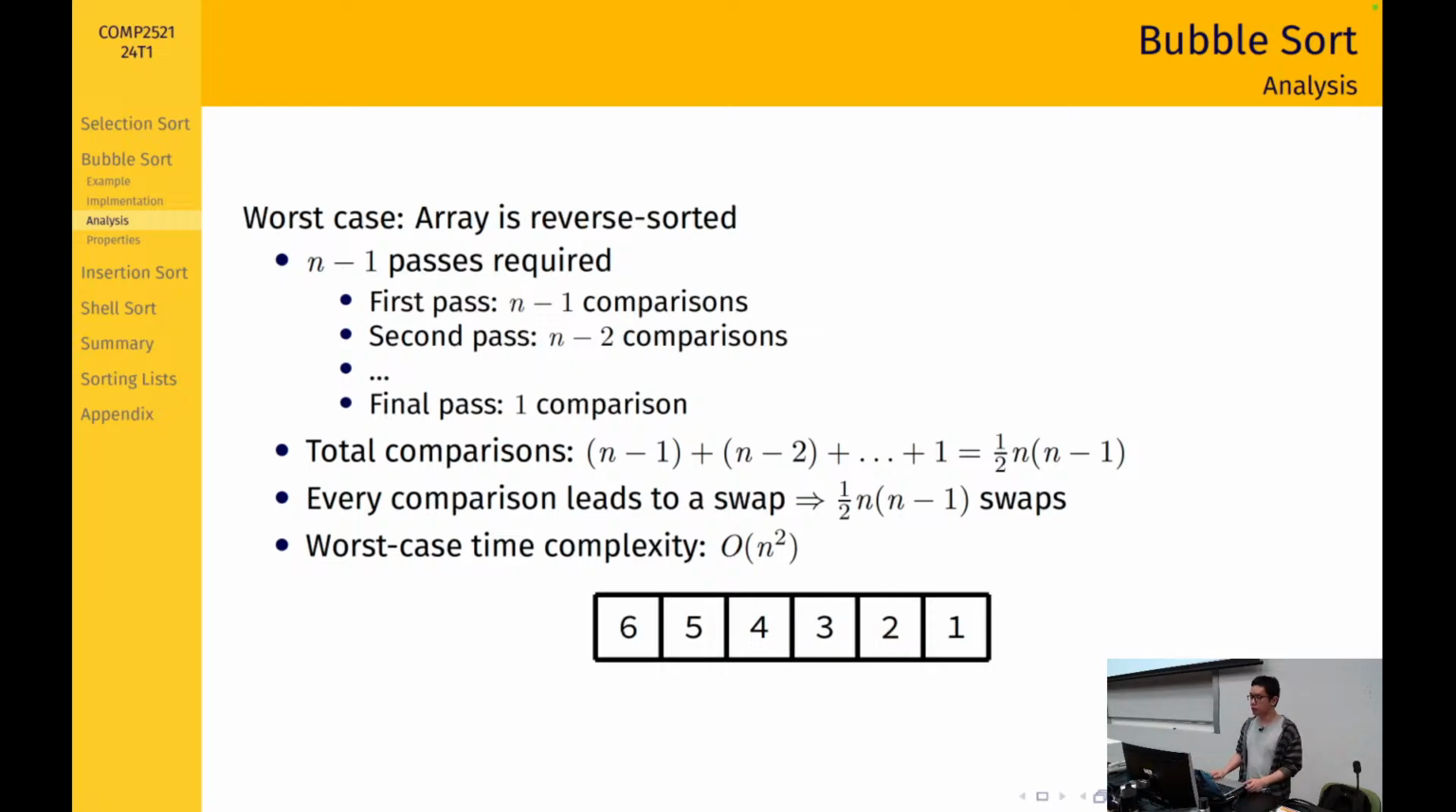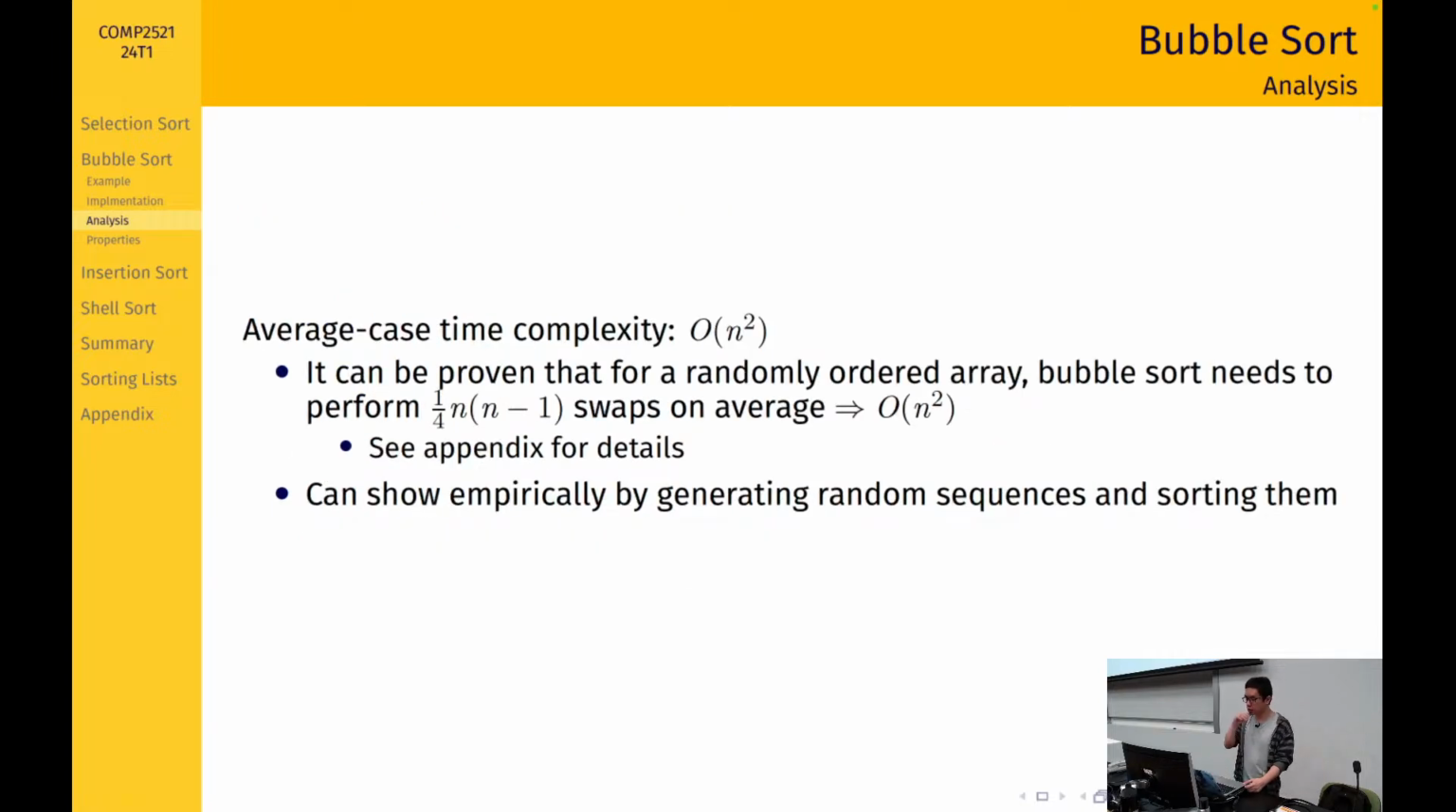Now, how about the average case? The average case is actually a bit harder to analyze, but it turns out to be O(n squared), and you can figure this out mathematically. There is an explanation in the appendix of these slides. I'm not going to show it because it's kind of tricky, but you can prove that for a randomly ordered array, bubble sort needs to perform this many swaps on average, and that happens to be big O of n squared.